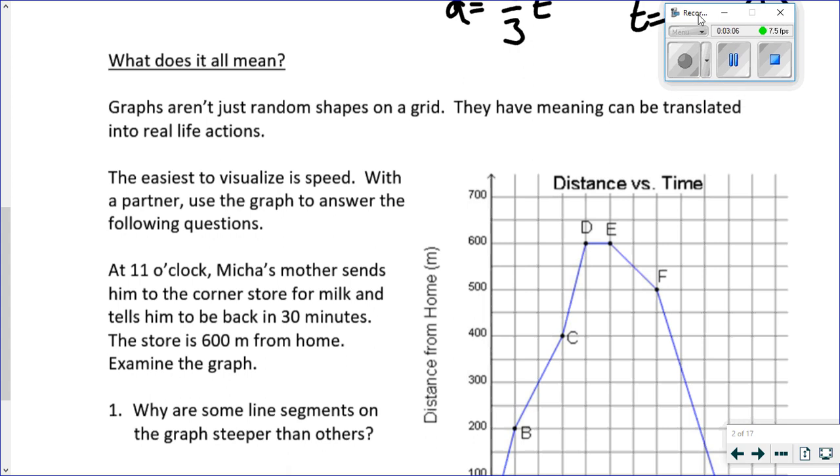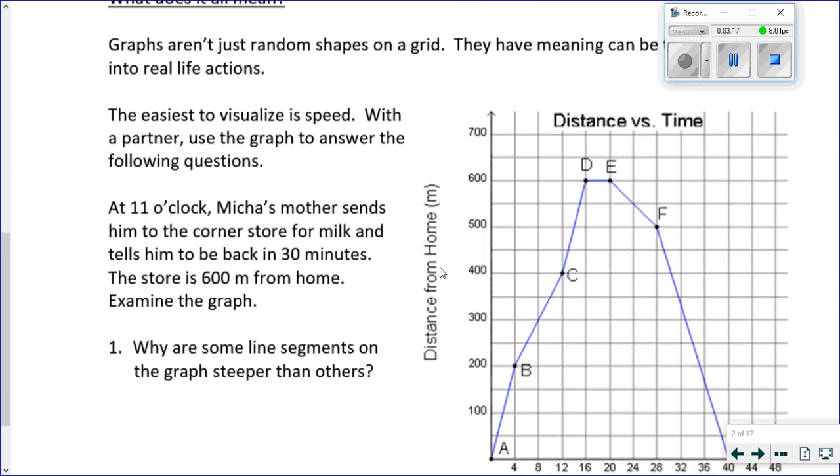All right. What does it all mean? As I was saying before, graphs are meant to represent real-life actions. So the whole point of today's lesson is to try and get you to take a graph and relate it to what's actually happening, or take what's actually happening in our imaginary story that's happening on your page and make it into a graph. Okay?